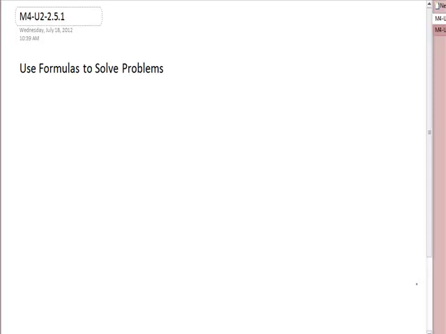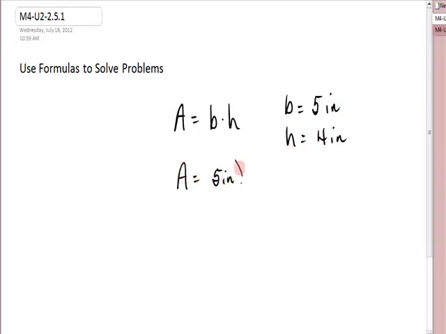In this lesson, we're going to use formulas to solve problems. You've used formulas before, and a very popular one is area equals base times height. Even in your very early math life, you would be given a number for the base, perhaps 5 inches, and for the height, maybe 4 inches, and asked to calculate the area. So it was 5 inches times 4 inches, and you got that the area was 20 square inches.